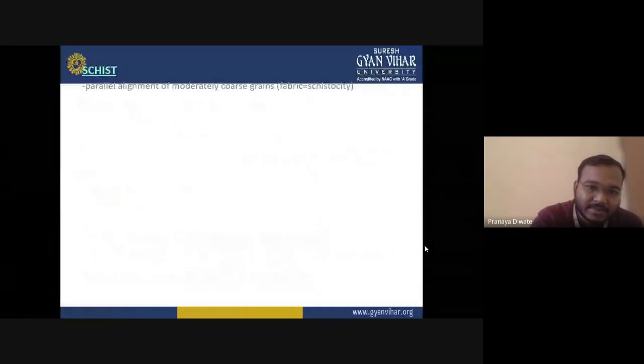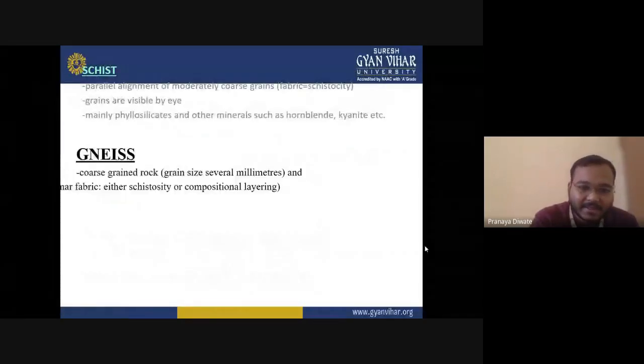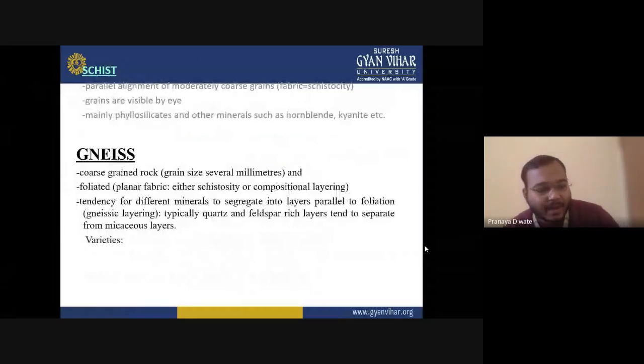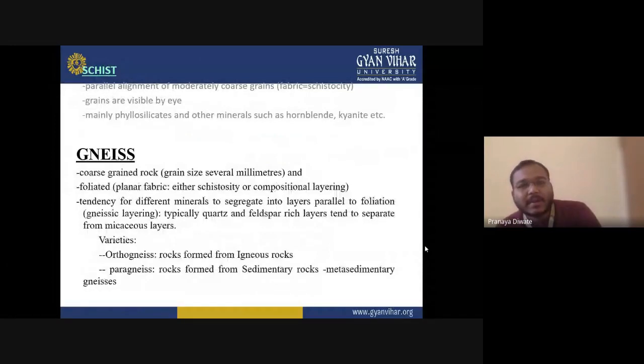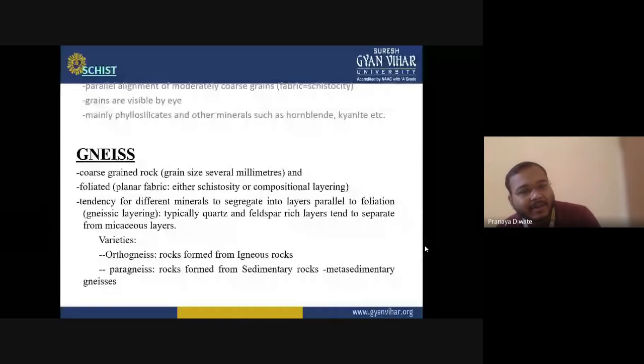Then you have schist and gneiss. What is schist? Schist has a parallel alignment of moderately coarse grains. The grains in a schist are visible to the naked eye. These are mostly metamorphic rocks with coarse grains, mainly phyllosilicates and other minerals such as hornblende and kyanite.